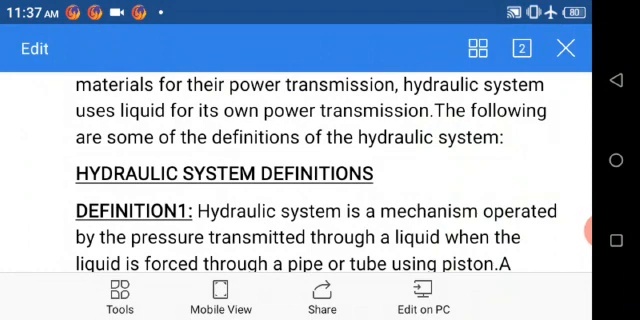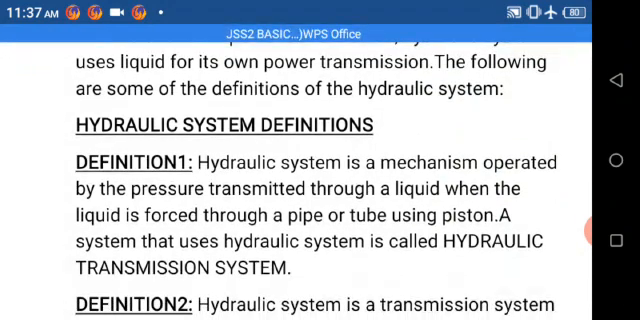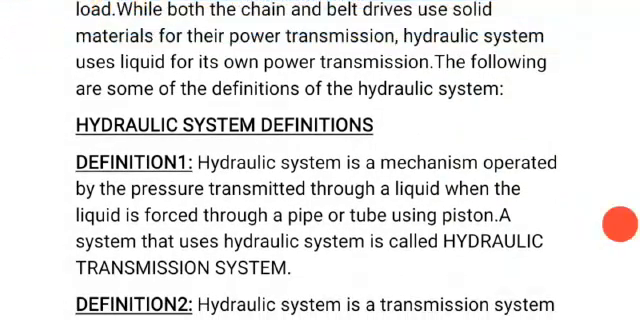Number one definition here: hydraulic system is a mechanism operated by the pressure transmitted through a liquid when the liquid is forced through a pipe or tube using a piston. A system that uses hydraulics is called a hydraulic transmission system.